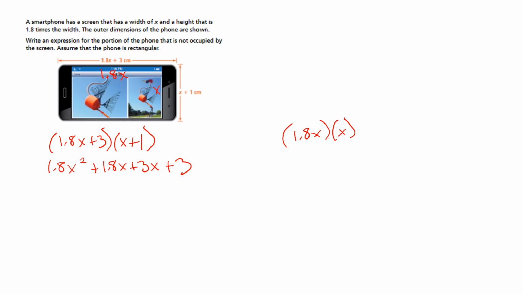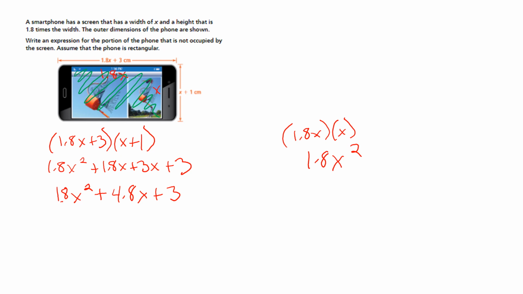We can combine our like terms. 1.8x squared plus 1.8x plus 3x is 4.8x plus 3. All right, so that's the area of the phone itself. All right, how about the screen? 1.8x times x, well, that's just 1.8x squared. And now we want just the part that is not the screen. So if we took the whole phone and we took away the screen, that would give us the part that's not the screen. So we're going to subtract.